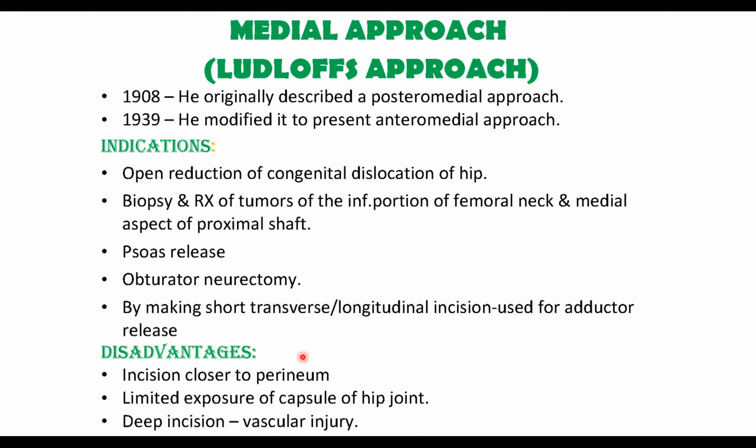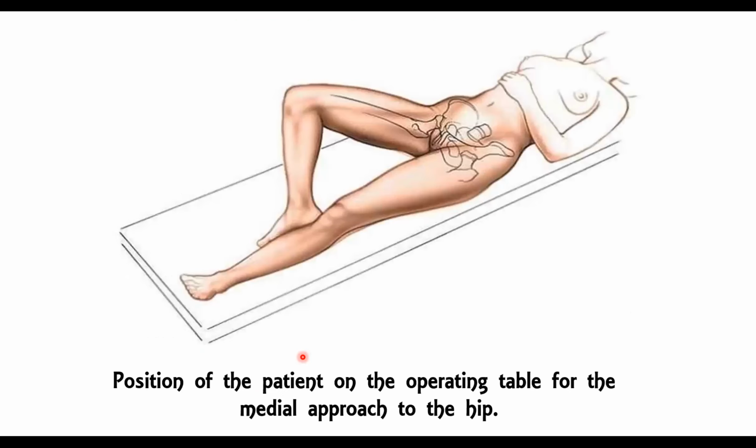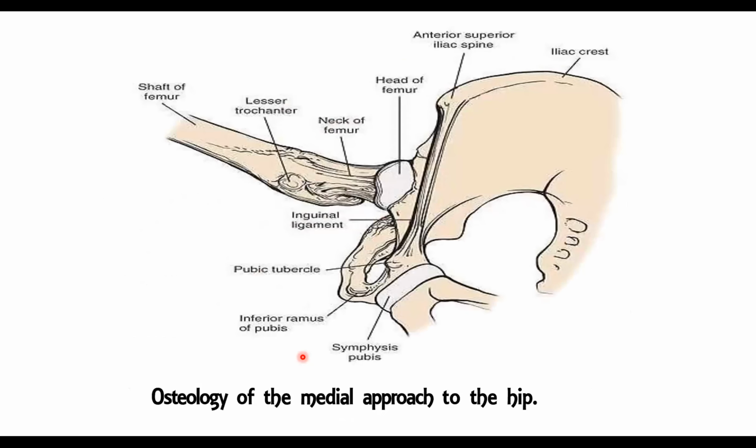Disadvantage: this incision is closer to the perineum, with limited exposure to the capsule. If you go for a deep incision, it will lead to vascular injury. So this is the position: flexion, abduction, and external rotation, supine position. You can see these are the bony landmarks, how it looks because of external rotation. Yes, there is a prominence of the lesser trochanter.